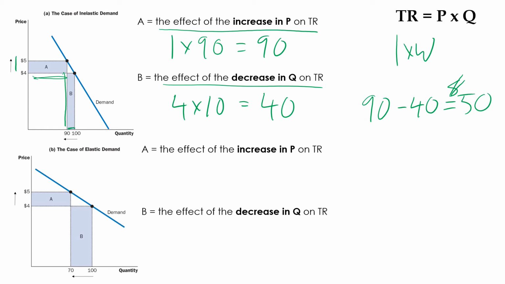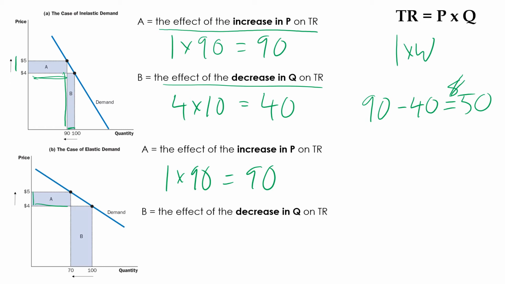Well, let's examine the other graph. All right, same thing. The price didn't change. 1 times 90, that equals 90. But look at the effect of the decrease in quantity. It's much larger in this one. It has elastic demand, it seems.